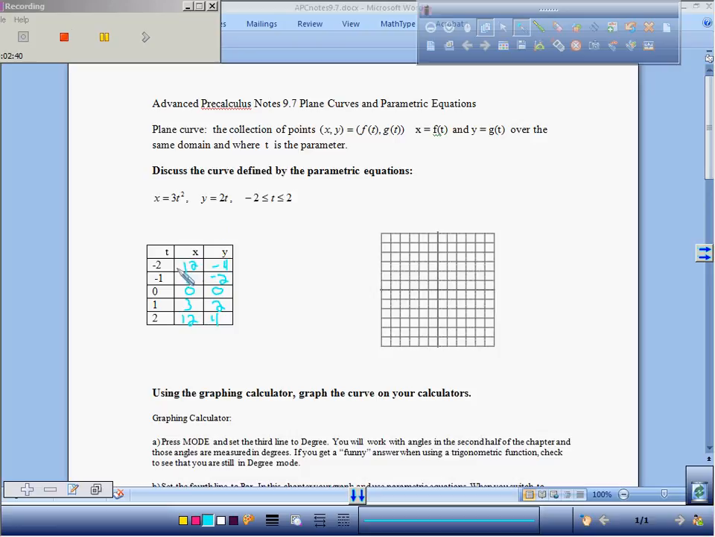Now, since there are no negative x values here, I'm just going to make my graph all positive x. So I'm going to draw my x-axis right down here. I wanted to make it line up there. And my y-axis right down here. Okay? And now I'm going to plot these points as I normally would. I'm going to change colors though.